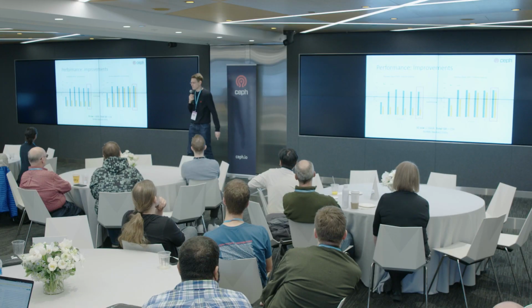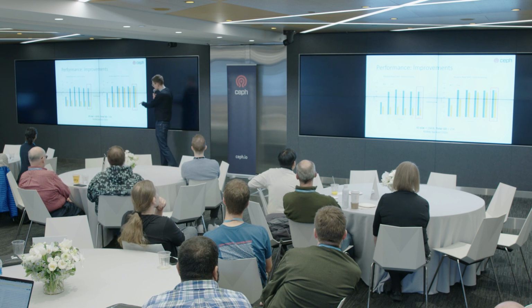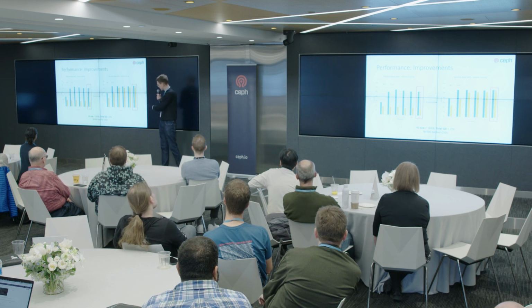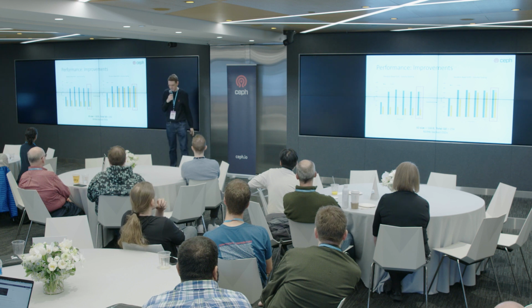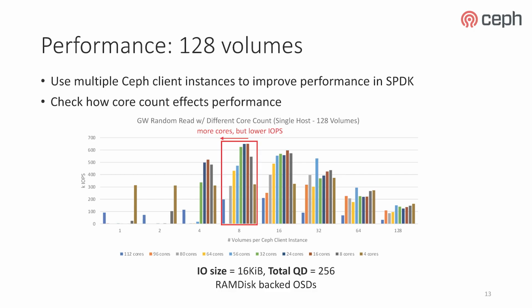Obviously, this is a kind of small setup. It's only 32 volumes, and this was NVMe backed, with a 16 kilobyte IO size. It's quite low in terms of what our 3-node cluster can do in terms of IOPS. That's why in this graph we switched to a RAM disk-based OSD for our 3-node setup.